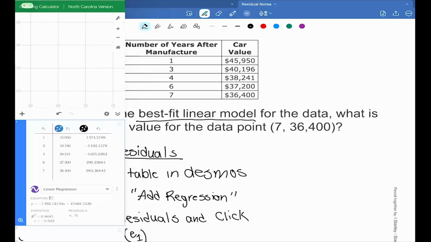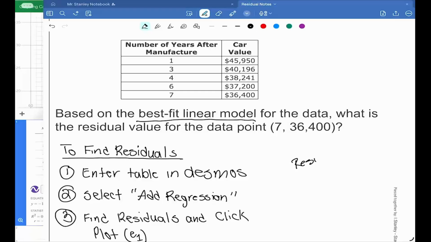Now we're only focused on the one value that they're asking us for, which is at the ordered pair 7 and 36,400. Now if we look at the table for 7, right beside that, you'll see the E1 value is 983.36842. Now we're going to round that. So we're going to say roughly that our residual value for this one is 983.37. If it was an answer choice that we had to choose, we'll find the one that's closest to what we have as our residual value.